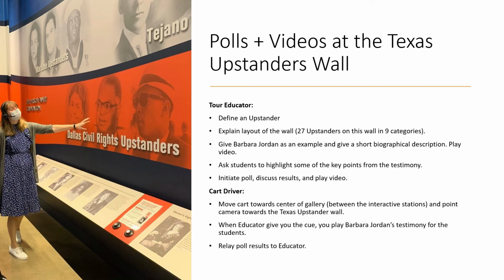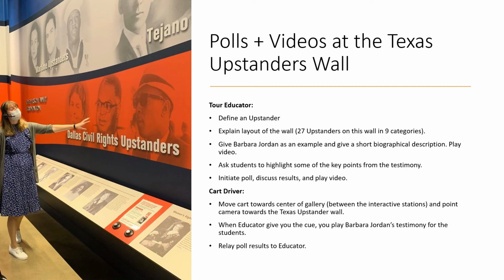And then from there, there is another step at this wall. Now that students have heard from Barbara Jordan, they've heard from a Texas Upstander, now it's their turn to decide who they want to hear from. Explain that they will be given a poll of 10 different Texas Upstanders, and they get to choose which one they want to hear from. So again, you as tour educator initiate the poll. You say, all right, pollster, please launch the Texas Upstanders poll. Be patient. Allow for 60 seconds, 90 seconds to pass before discussing the results.